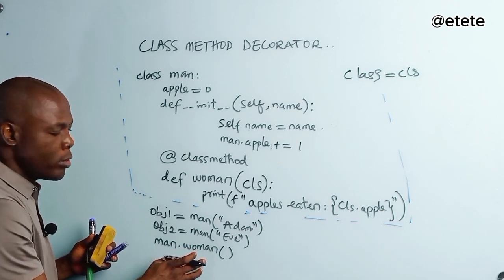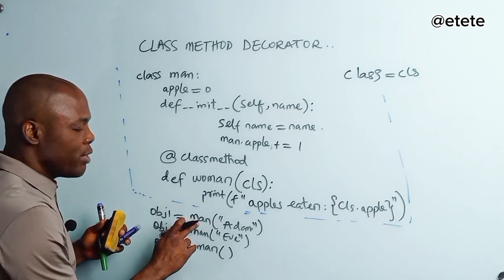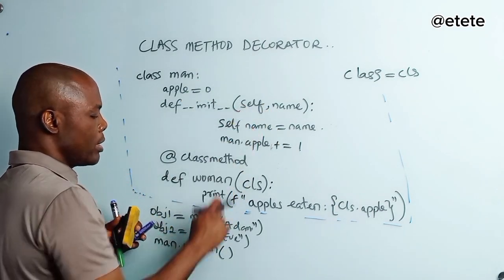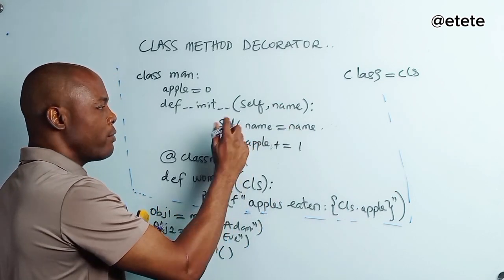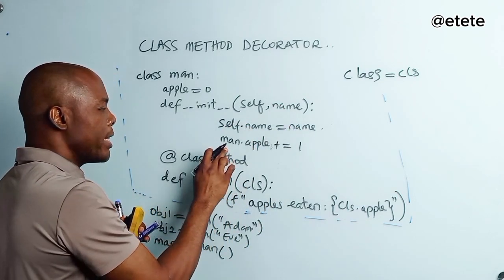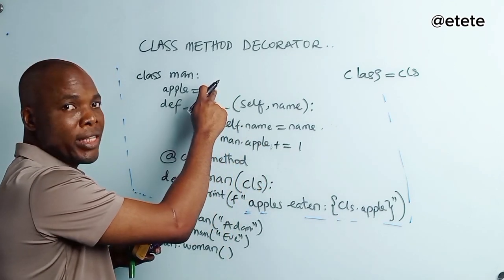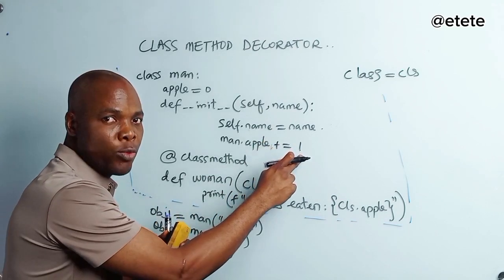So what this will simply do is it will come in here. Now, when I created the first object, it came in here, supply this object one to this, supply Adam to this, then supply the Adam to what? Self.name. And then man.apple will increment by one. So this one will become one instead of zero. When I created the second object, the same process went, and this one increased to what?